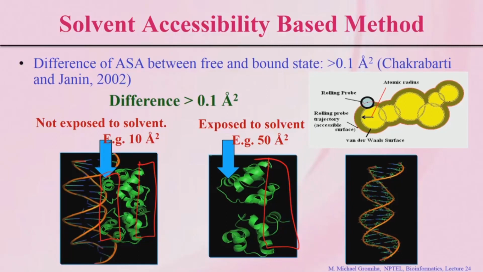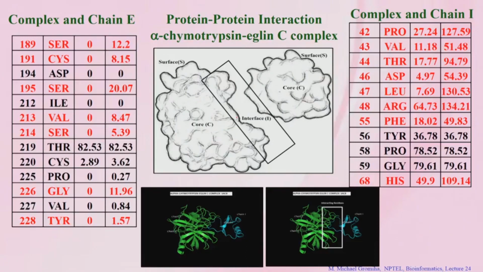Then I show an example of protein interaction complexes. So, this is the alpha chymotrypsin and Egglin complex. This is protein 1, this is protein 2, with the complex and the chain E. This is the ASA with the complex and this is the chain E. If you see there are many cases, mainly in this interface region, you can easily see the lock and key mechanism. You can see the convex and concave surface here. So, 12.2 is reduced to 0 because it is completely inaccessible. Here the 8.15 is completely 0. So, in this case these residues are identified as binding site residues or the interface residues.